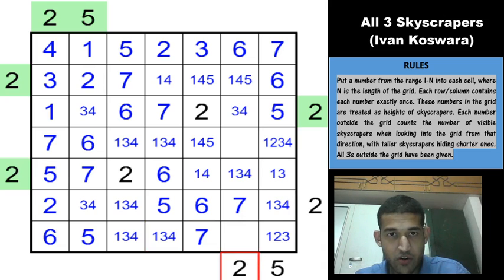So this clue is not going to help us. Let us highlight that. This is also not helping us. Okay, I think we have to use the vice versa rule, meaning we have to see the outside clues to see if we are seeing any 3 buildings from any direction, right?